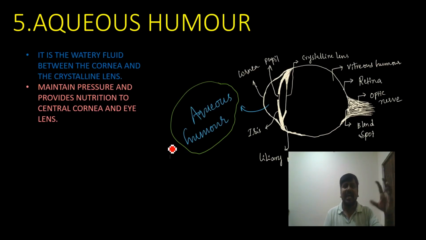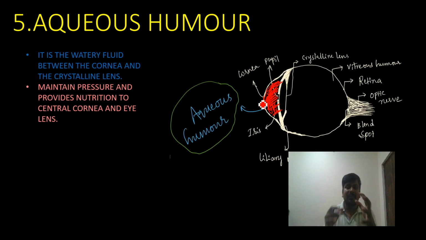Next one, aqueous humor. This is the portion where the aqueous humor will be, this entire portion, right? It is a watery fluid between the cornea and the lens, this eye lens, that's the crystalline lens, and it maintains the pressure.